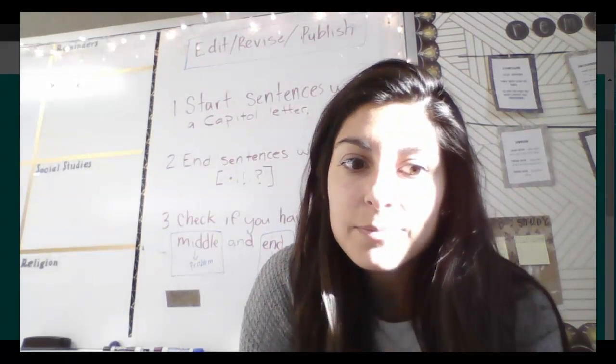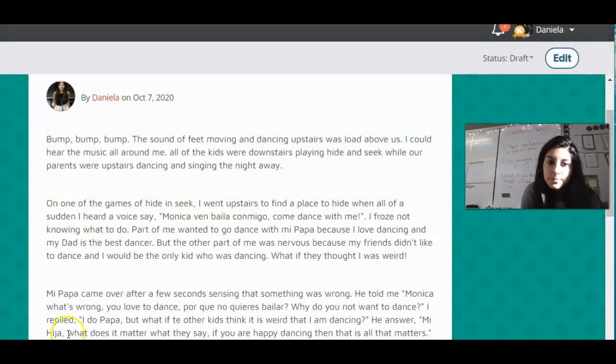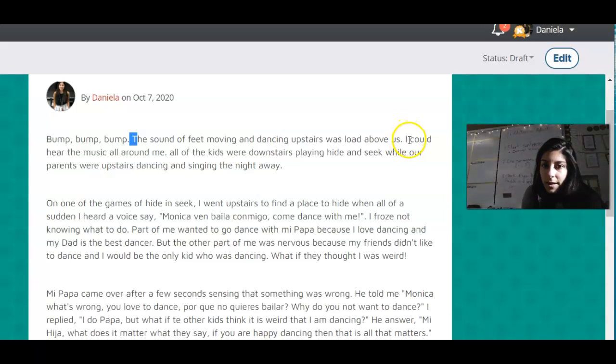So let me do that. I'm going to do number 1 first. Okay, so here's my first sentence, and I started with a capital letter. Bump, bump, bump, okay. My next sentence, I started with a capital letter. Check. The sound of feet moving and dancing upstairs was loud above us. Okay. The next sentence, I started with a capital letter. I could hear the music all around me.